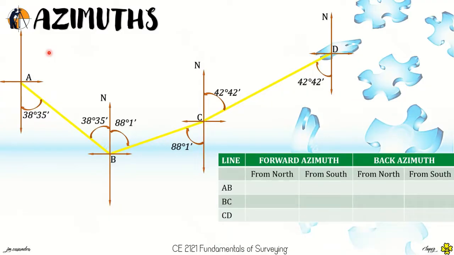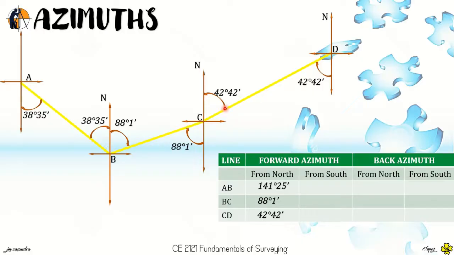So we will have your forward azimuth and backward azimuths from the north and south. So for line AB, forward azimuth from north, 141 degrees 25 minutes. BC will be this angle, 88 degrees 1 minute. And line CD will be this angle, 42 degrees 42 minutes.